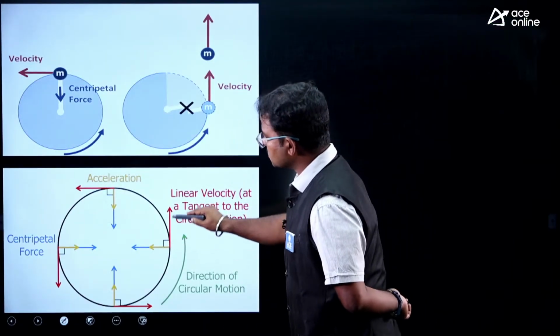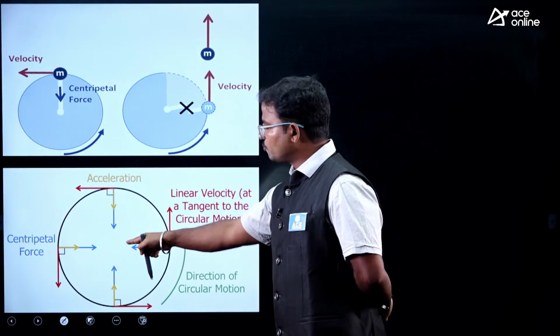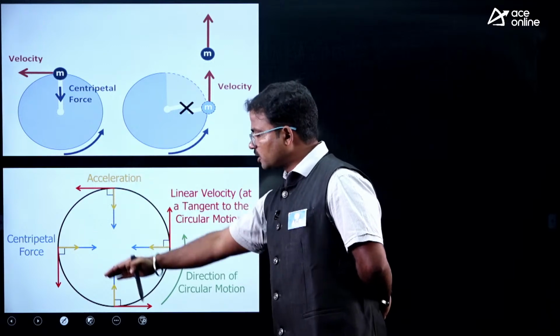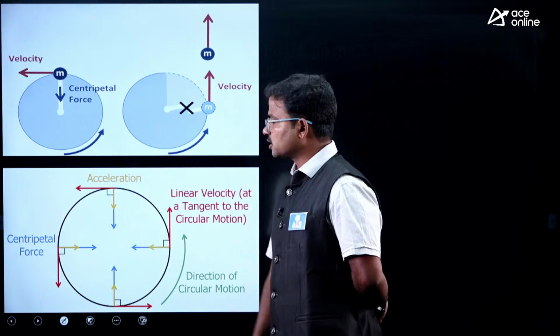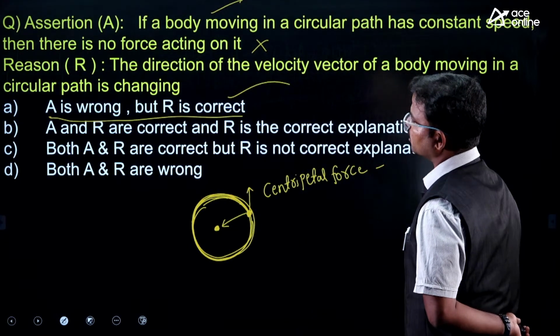It always tries to move along a linear path, but a force is exerted on the object, due to which it revolves around the center of that circular path. So that's why, guys, we have to consider option A as the correct one.